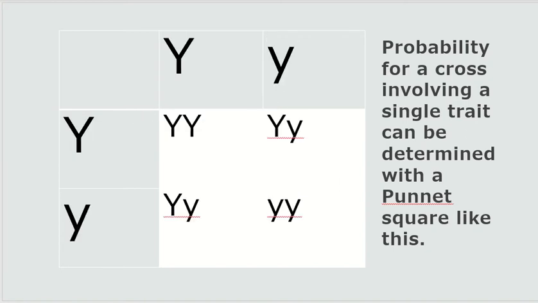The second trait that we're going to look at is seed pod color. Both of these parents are heterozygous for seed pod color. The big Y represents yellow seed pods and the little y represents green seed pods. So 25% have the homozygous dominant genotype, 50% have the heterozygous genotype, and 25% have the homozygous recessive genotype. So 75% of these offspring would probably have yellow seed pods, and the probability is that 25% of these offspring would have green seed pods.